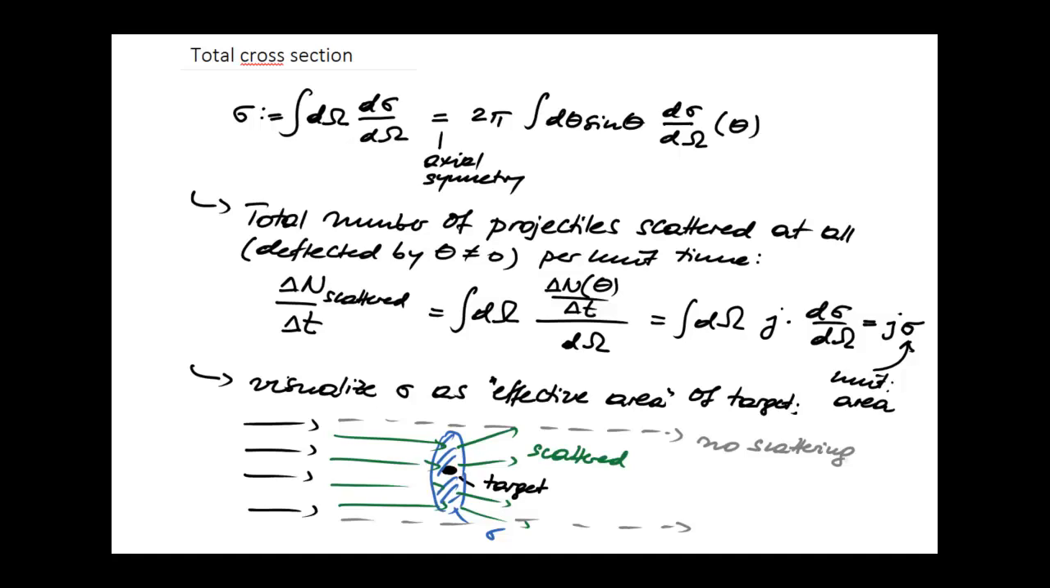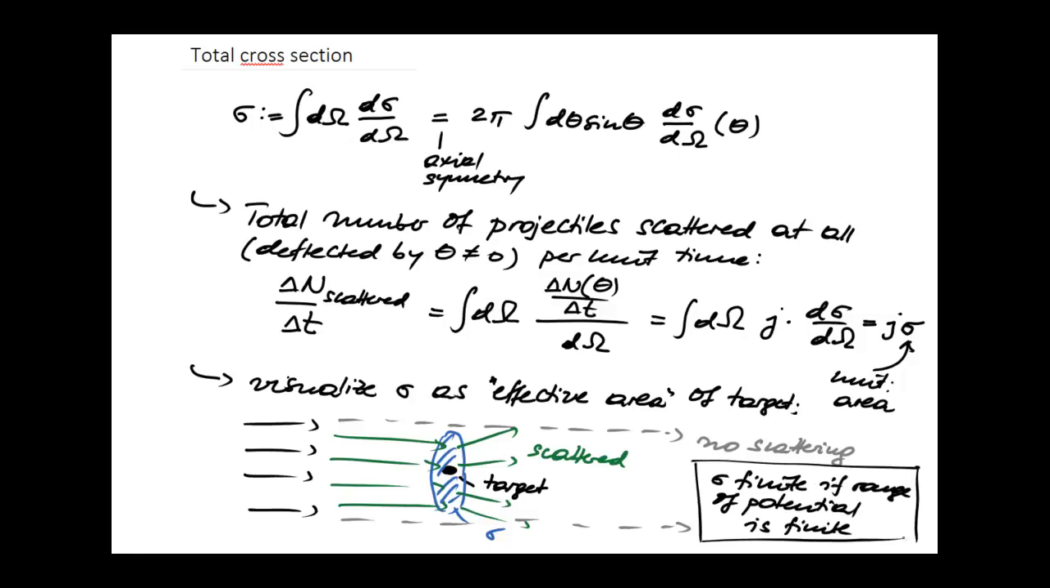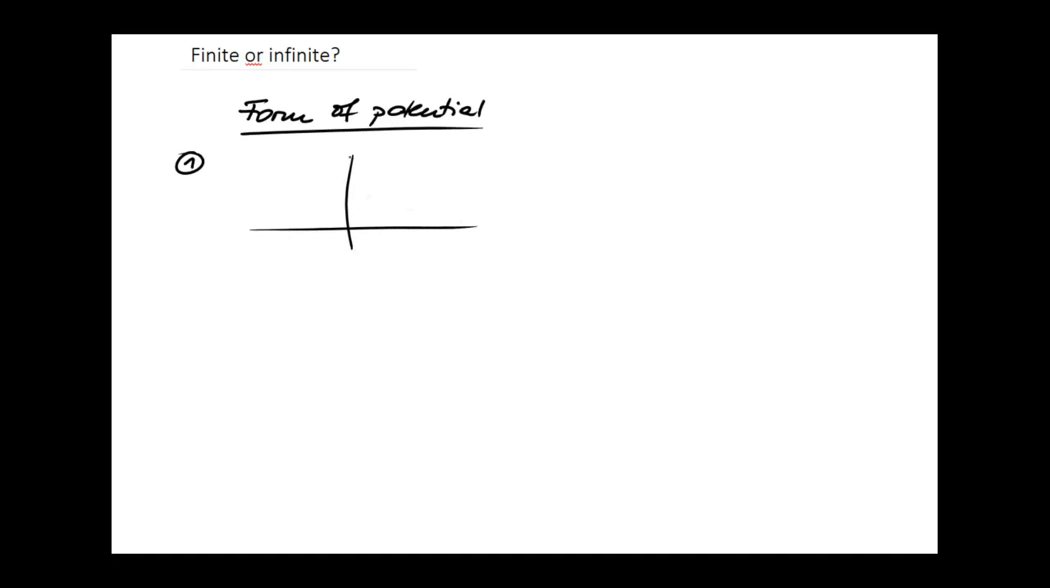On the other hand, reversely, if the range of the potential is infinite, then the total cross-section may be infinite. Let me say a few more words about this issue of whether or not the total cross-section is finite or infinite. Let's look at different forms of the potential. If you have a potential that looks like that, as a function of distance from the target, with a finite range capital R, then the total cross-section sigma will be finite.